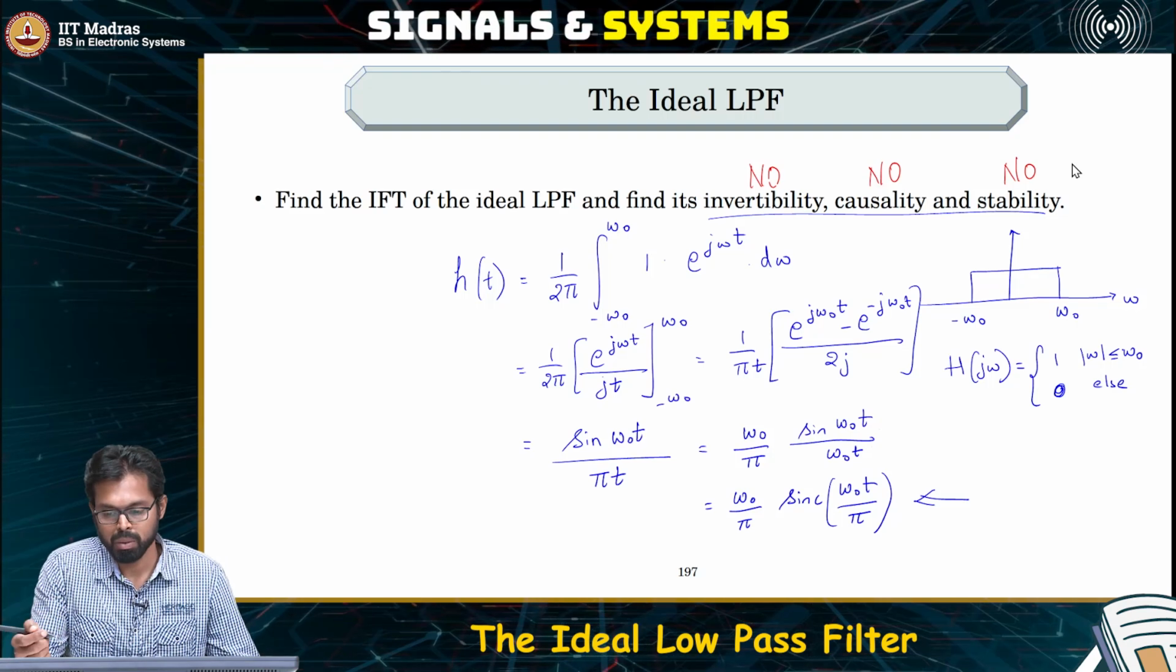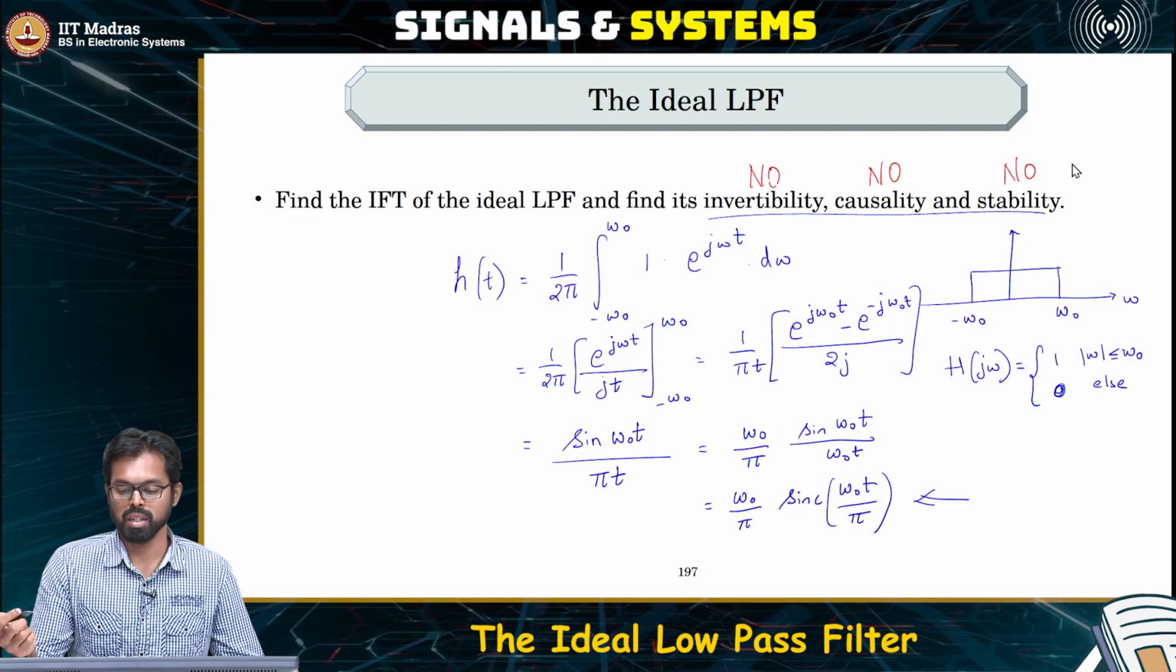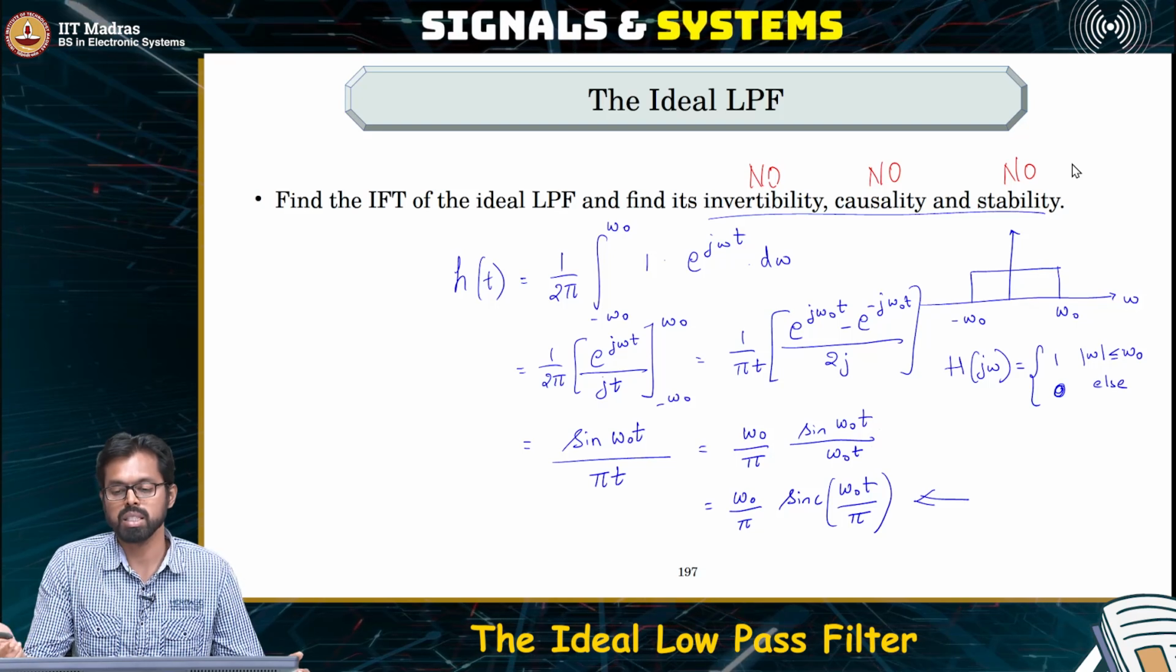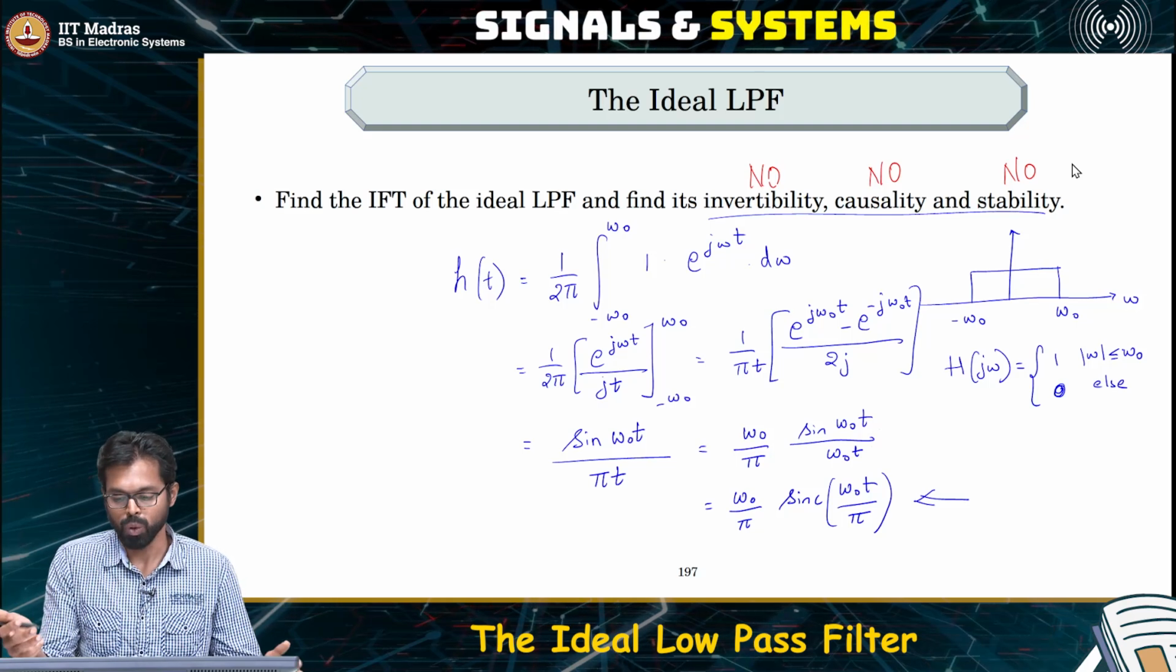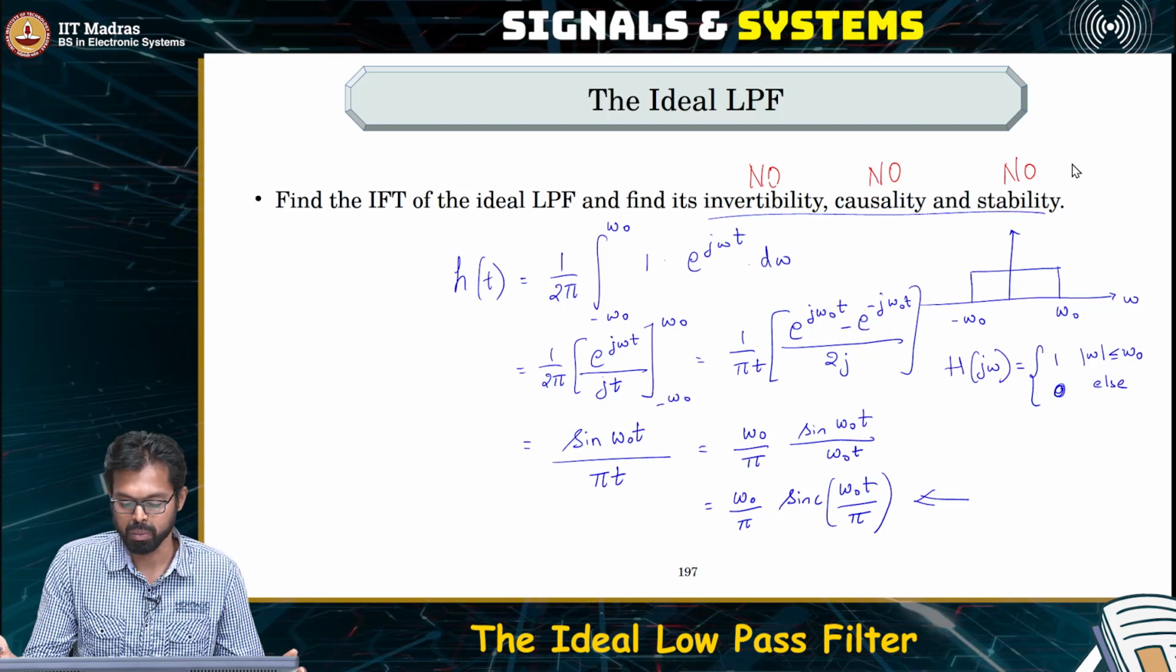So we need to study about causality and stability and invertibility even when the systems are unstable and non-causal, because only then we can make this analysis and then say, okay, this system is actually not implementable.